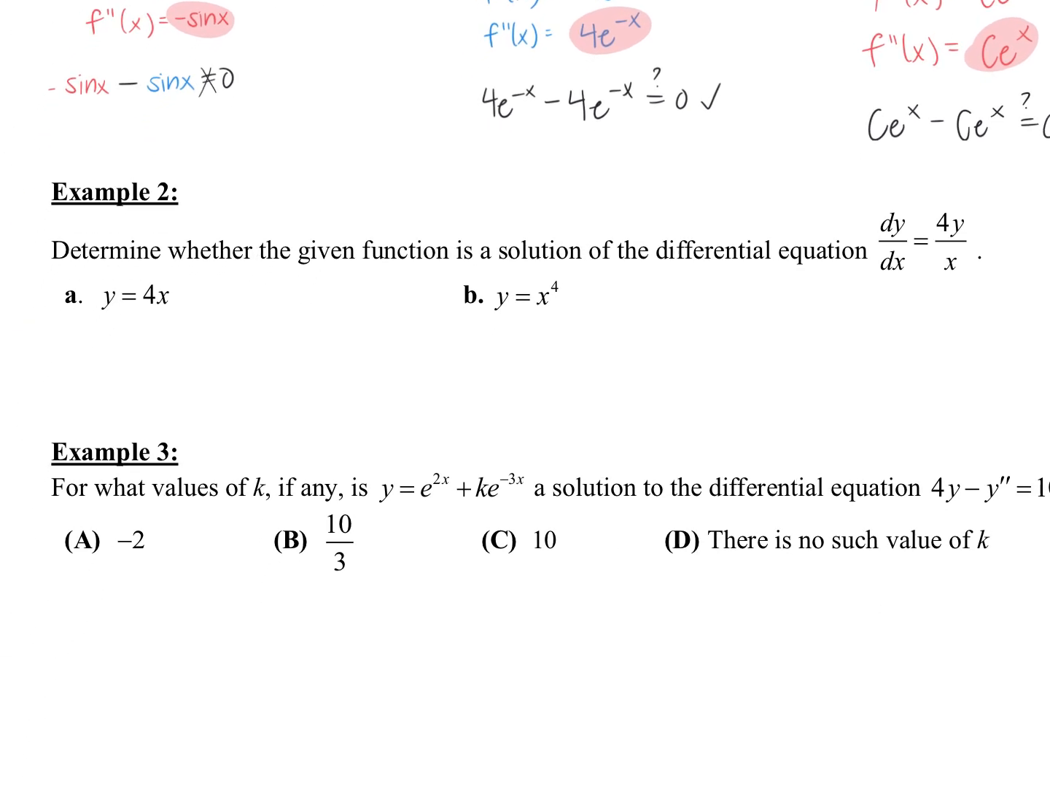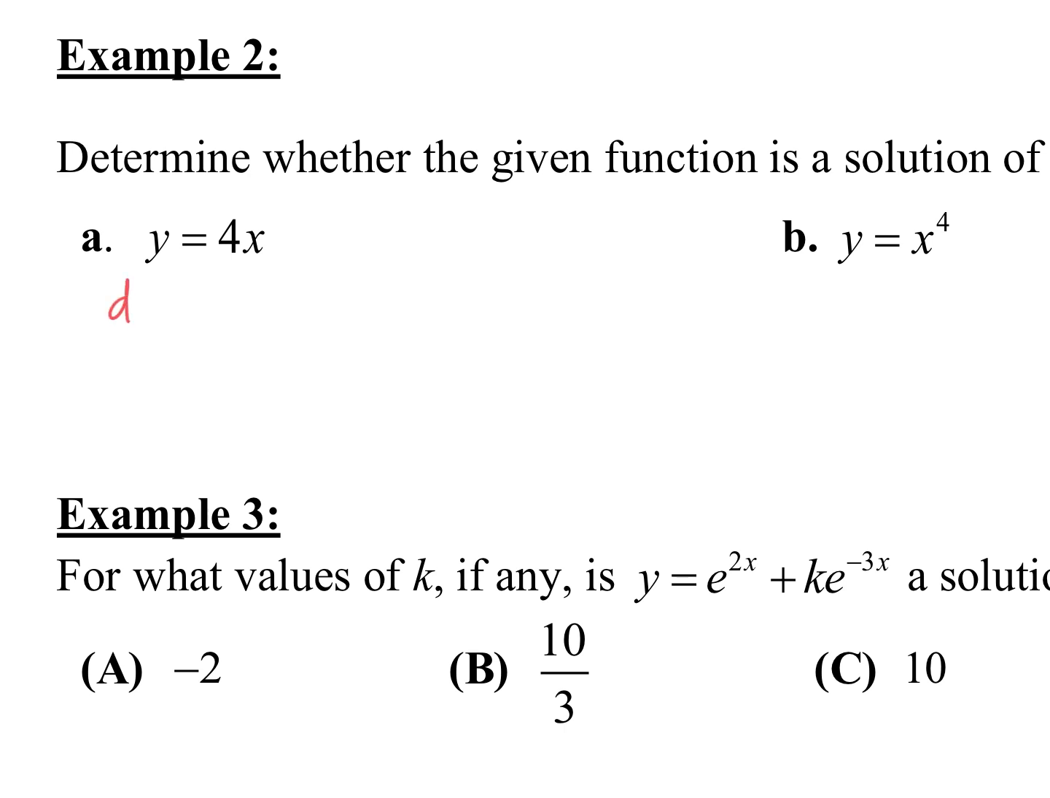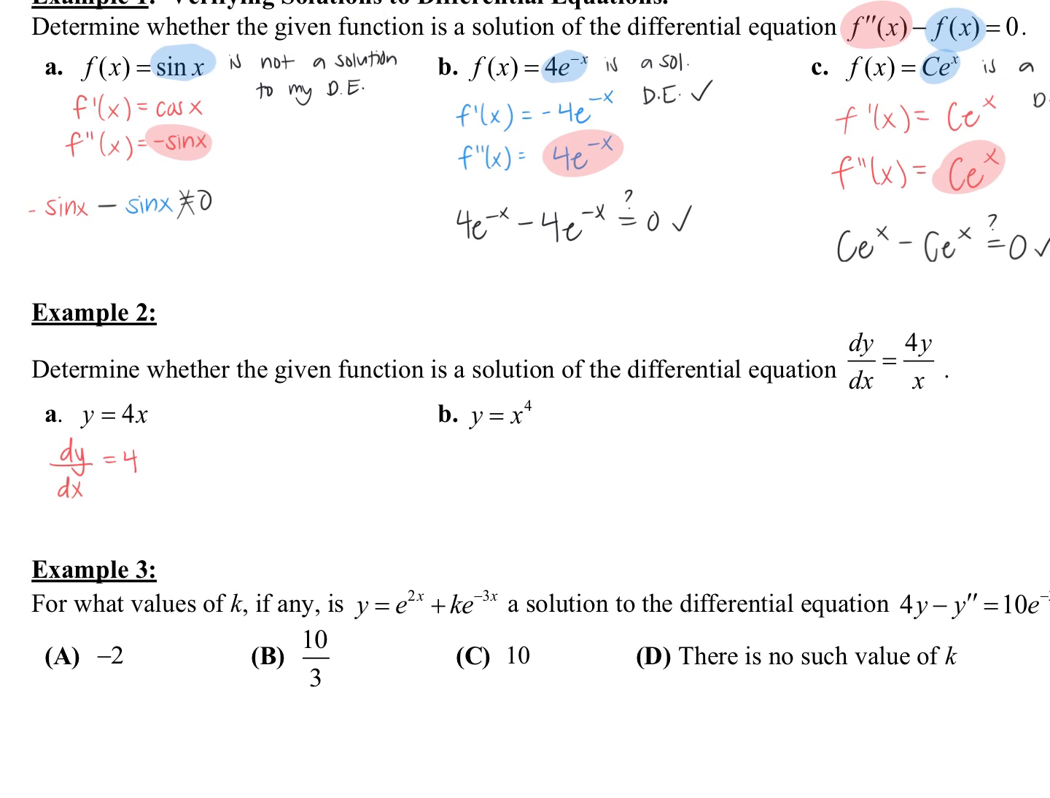Okay, example 2. It's written a little bit differently, but we're determining, again, whether this is a solution. It's written as dy/dx is equal to 4y over x. The first thing I'm given is y equals 4x. What do you think we're going to do first? What is dy/dx? If I took the derivative here, just 4, right? So we're looking to see if this is going to equal what I get when I plug in my y value, which is 4x.